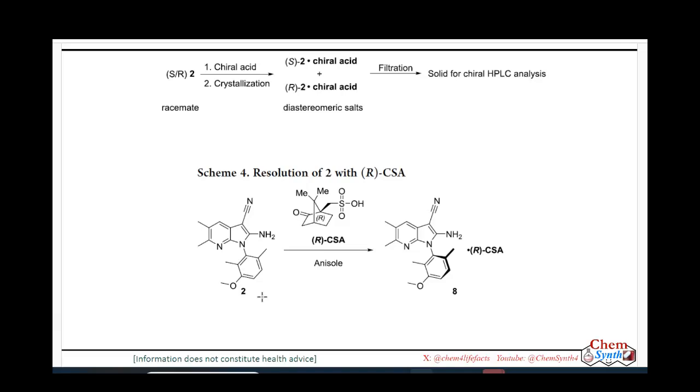So immediately they switched to R-camphor sulfonic acid, and anisole they have used as the solvent, and they got the desired salt from this S isomer of this racemic molecule, and the enantiomeric ratio of the recrystallized material was like 90:10.